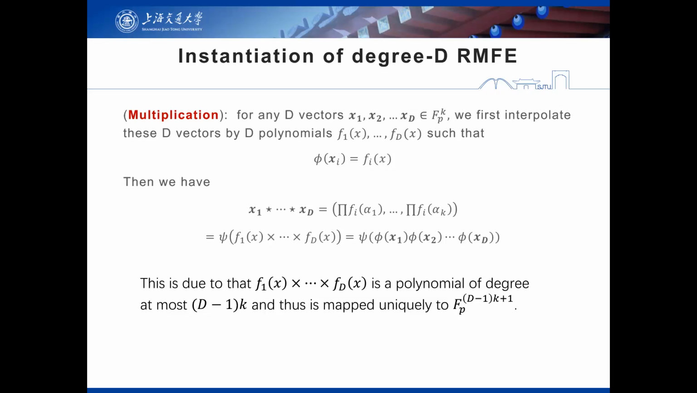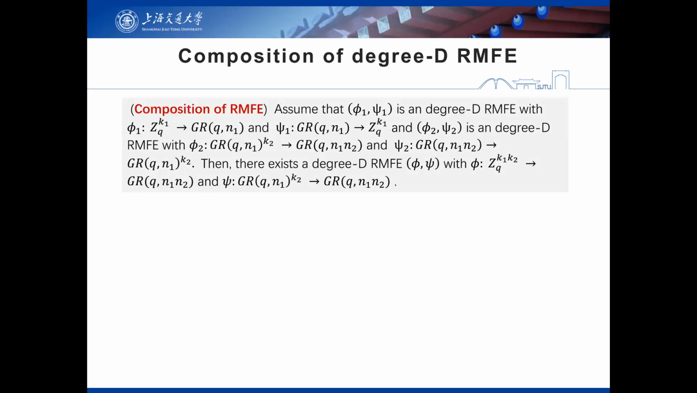So this is unique, and because the field is big enough, this map is just an injective map. Actually, it's not a bijection. Okay, so this is a very simple instantiation of a degree d MFE.